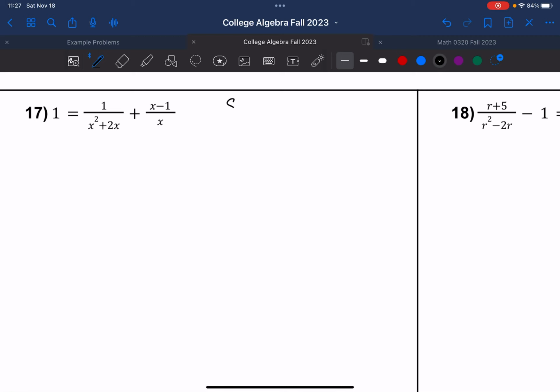17, I'm going to leave as self-practice. You should get x equals negative 1.